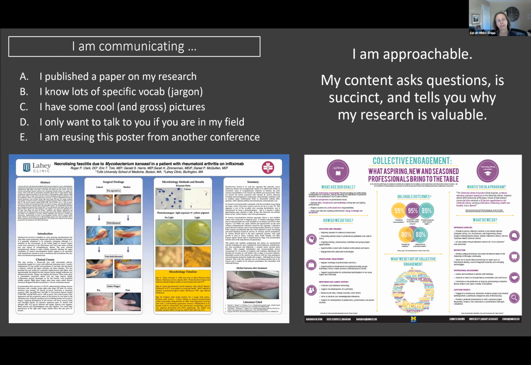Here is another set of communicating. We do get this a lot as well on the left-hand side, right? I published a paper. I'm going to put it on my poster. I know a lot of specific jargon from my discipline, and I would ask you not to include jargon from your discipline.